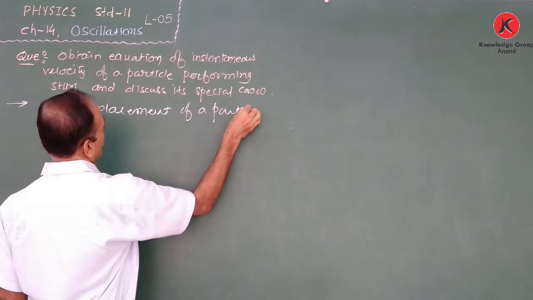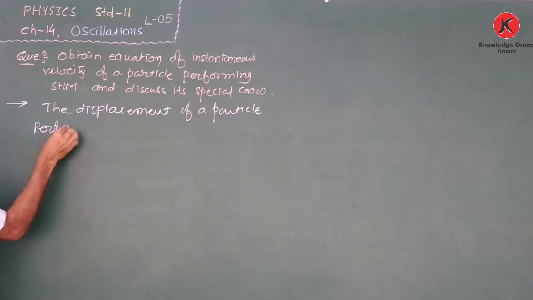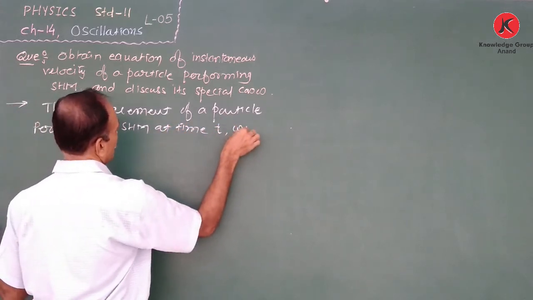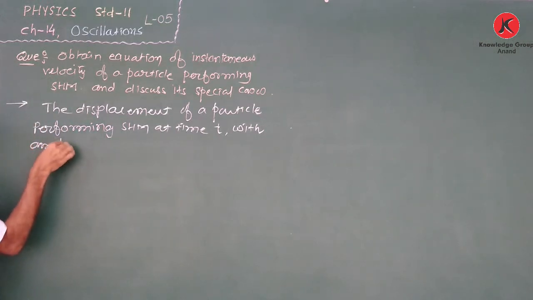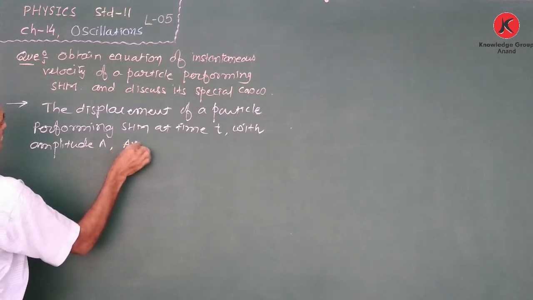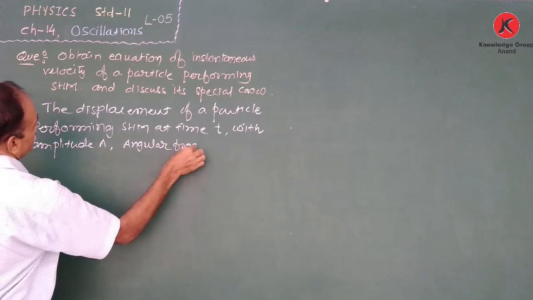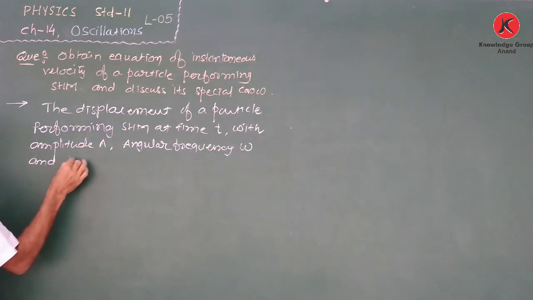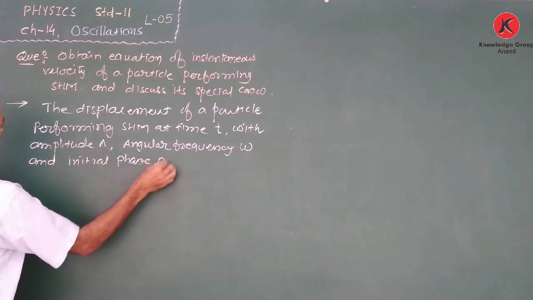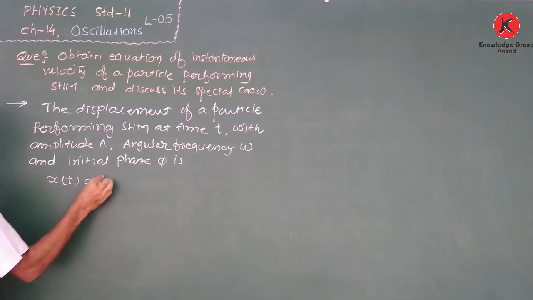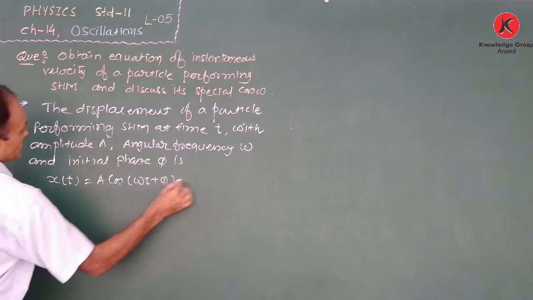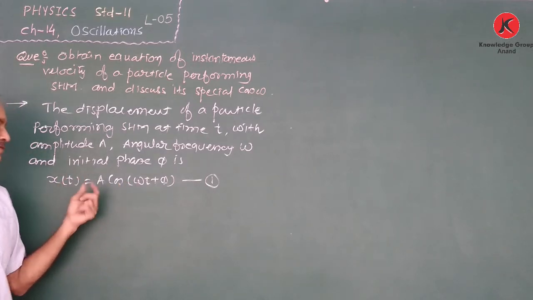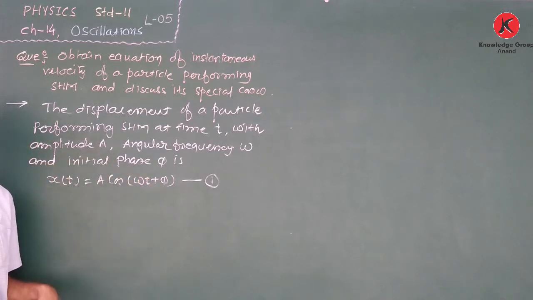a particle performing simple harmonic motion at time t, with amplitude A, angular frequency omega and time t, and initial phase phi, is x(t) is equal to A cos(omega t plus phi). That is our first equation that represents the displacement of a simple harmonic oscillator at any instant of time t. Here the simple harmonic motion has amplitude A, angular frequency omega, and initial phase phi.